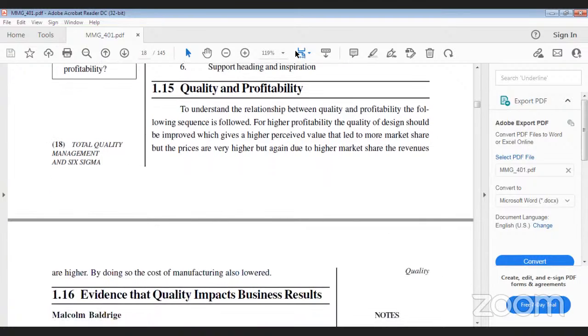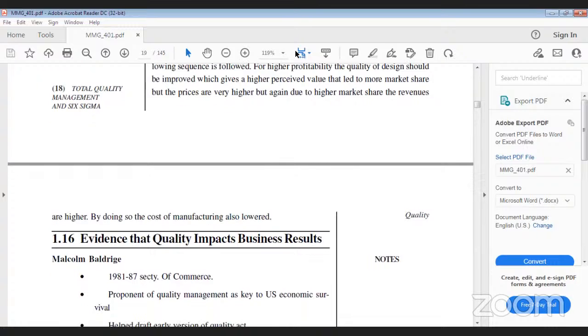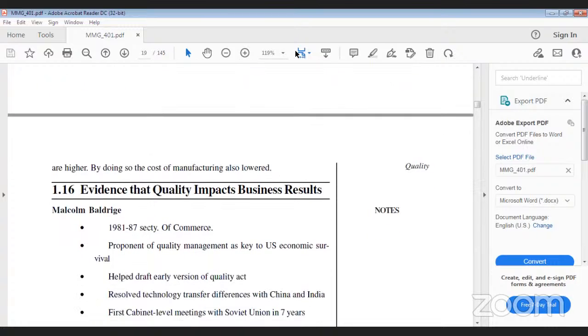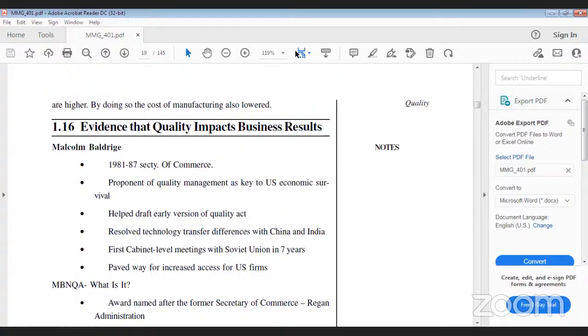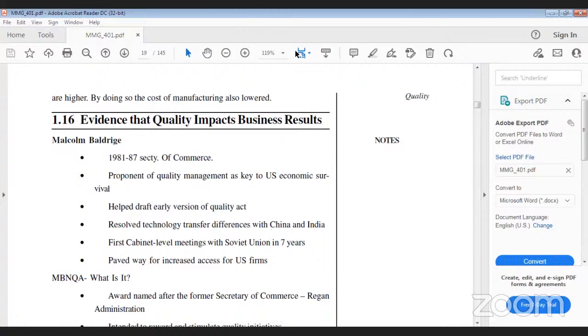Then there are some points about the evidence and quality impacts on business results. Here, the first result is given by Malcolm Baldrige, Secretary of Commerce from 1981 to 1987, a proponent of quality management as the key to US economic survival. He helped draft an early version of the Quality Act, and resolved technology transfer differences with China and India. Then the first cabinet level meeting with the Soviet Union in 7 years paved the way to increased access for US firms also.